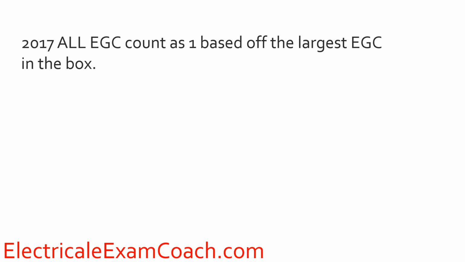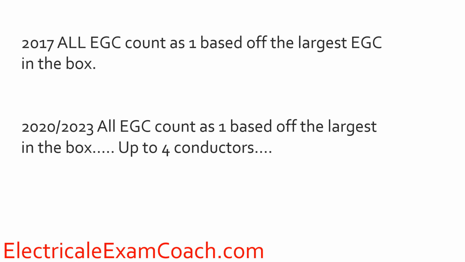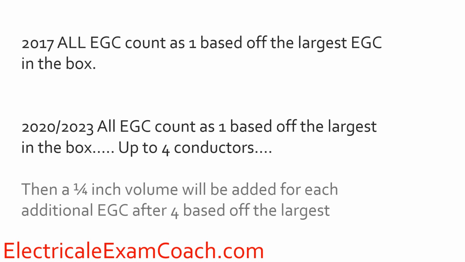Now let's deal with equipment grounding conductors. In the 2017, all equipment grounding conductors just count as 1 based off the largest conductor in the box. 2020 and later, all equipment grounding conductors count as 1 based off the largest conductor in the box, up to 4 conductors. So 4 conductors and under count as 1 total. But when you have over 4, there's going to be a 1/4 inch volume increase that's going to be added for each additional equipment grounding conductor after 4. I'm going to teach you how to do it one step at a time.